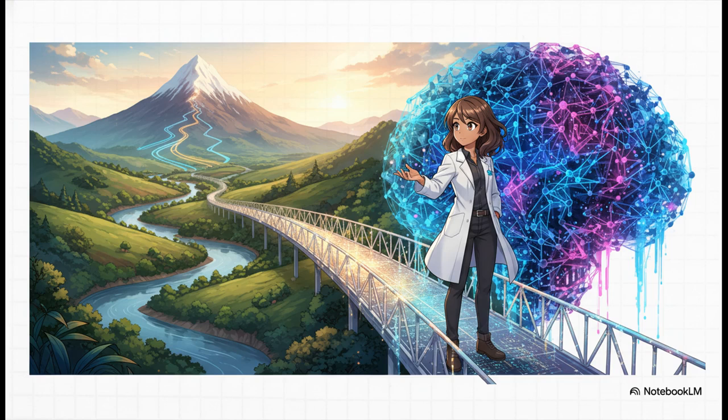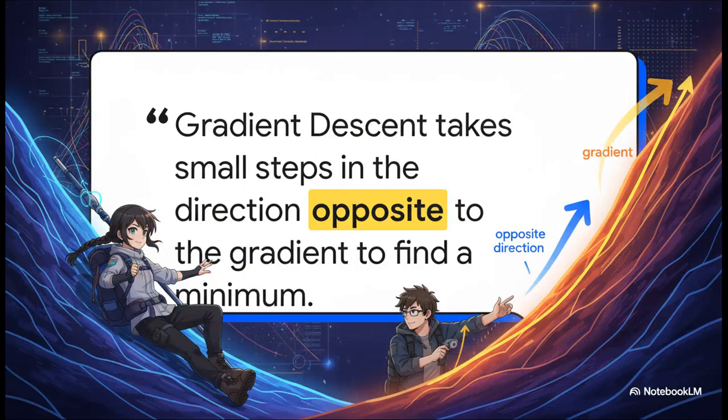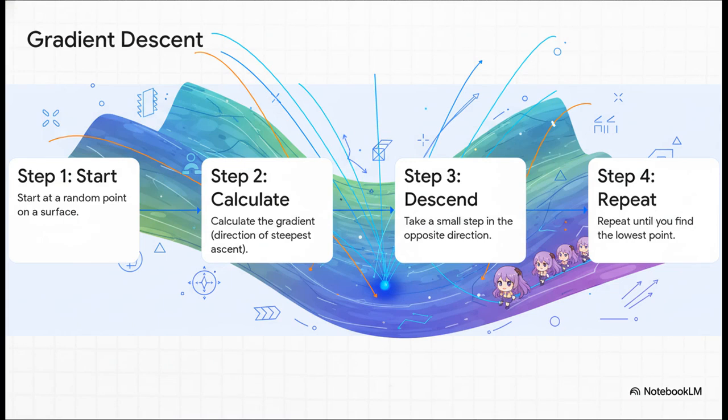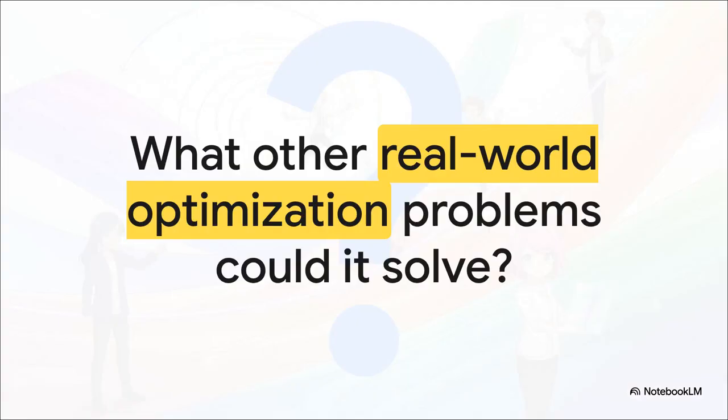Okay, why should you care? Well, this whole idea is the engine behind a lot of modern AI. It's used in something called gradient descent. Instead of climbing up, we want to go down. That's how algorithms learn. They just take tiny steps in the opposite direction of the gradient to find the lowest error point. So this little mathematical compass isn't just for hills. It's fundamental to finding the best solution for tons of problems.